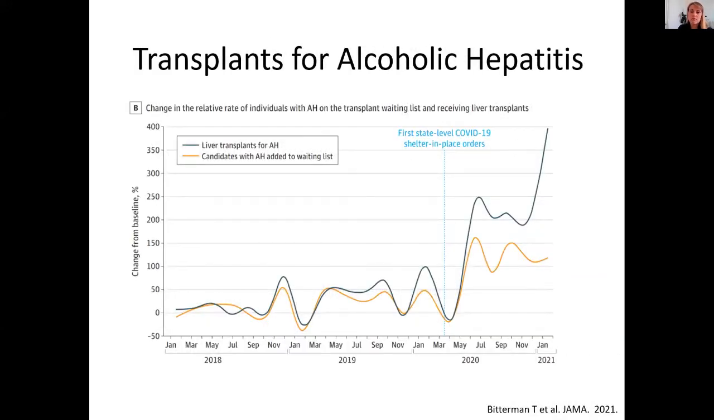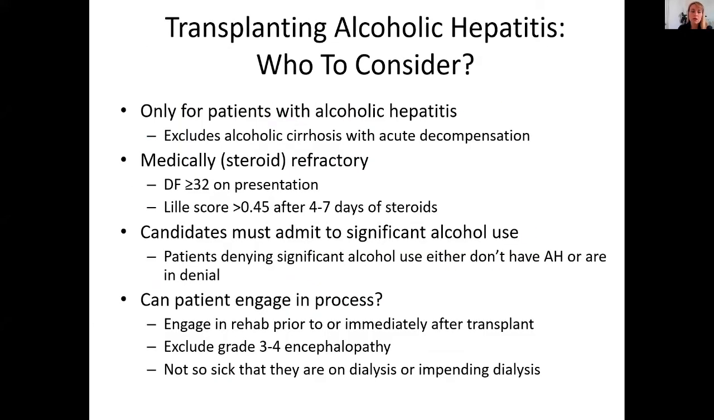This really just emphasizes this COVID effect. This is the percent change from baseline of transplants that are either people being listed as candidates for transplant for alcoholic hepatitis, or liver transplants that are occurring for alcoholic hepatitis since COVID, this first state level shelter in place order that occurred. And it's up really 400%, which is really notable.